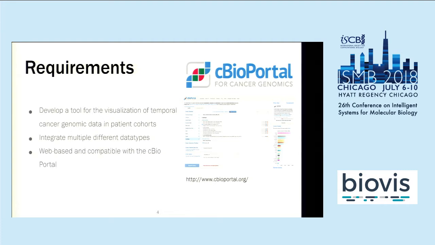And it should be web-based, and it should be compatible with the cBioPortal. The cBioPortal is a portal for cancer researchers where they can analyze their clinical trials and studies. And so far, it's missing the temporal visualizations, and we want to provide that. So far, we're using the API of the cBioPortal for our visualization.